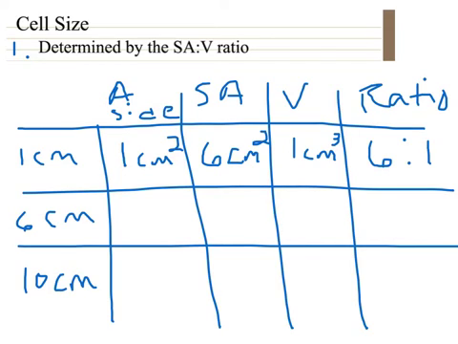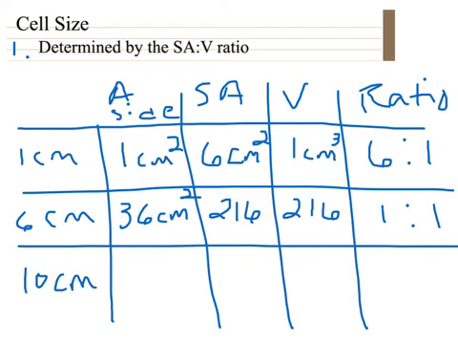At 6 centimeters, the area of a side is 36 centimeters squared. The surface area is 216, and I'm going to stop writing the units for now. That's centimeters squared. The volume is also 216, so you end up with a 1-to-1 ratio of surface area to volume. So when the cell is tiny, you have a huge surface area compared to its volume. But then it starts to grow, and as the cell reaches a certain critical point somewhere in the middle here, notice that the surface area and the volume are equal, and that's when it starts becoming dangerous for cells.